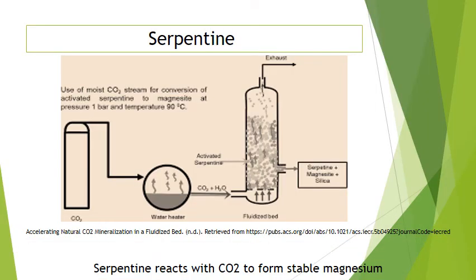Another way carbon can be sequestered is through placing serpentine in the flues of power plants. When serpentine reacts with carbon dioxide, stable magnesium carbonate is formed and the carbon dioxide is not released into the atmosphere.